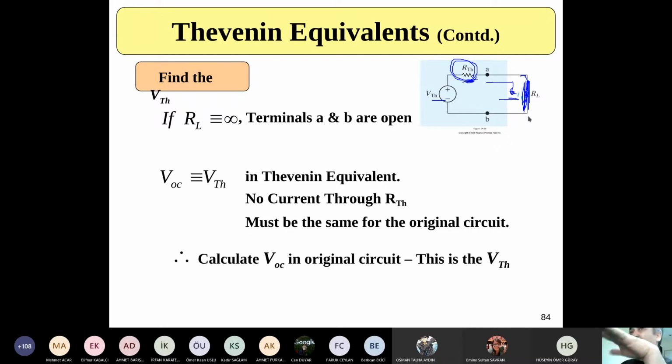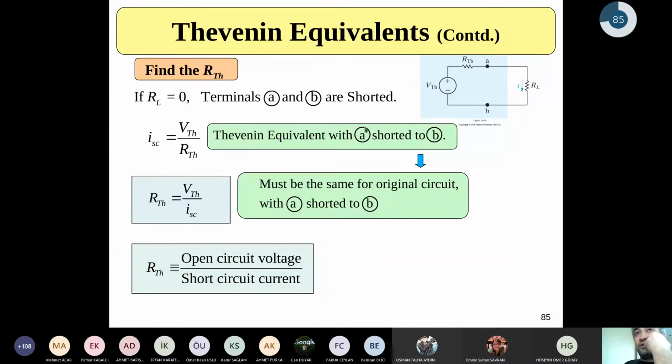From a practical point of view, if you were looking at the circuitry in the lab, you can just short circuit these two terminals and measure the current passing through them. That will be the short circuit current. If you divide the open terminal voltage you calculated or measured by the short circuit current, you'll obtain RTH. So that's it. From a practical point of view, it's very easy to find the Thevenin equivalent of a circuitry.